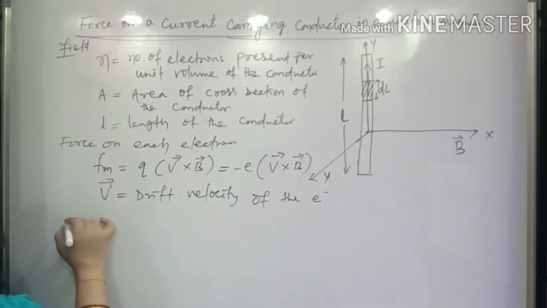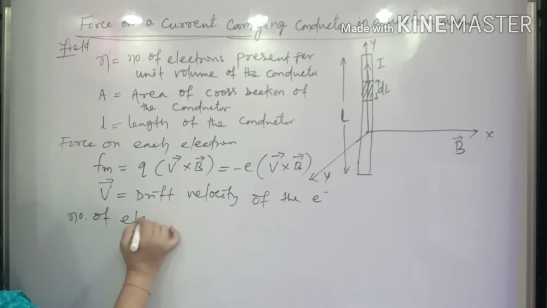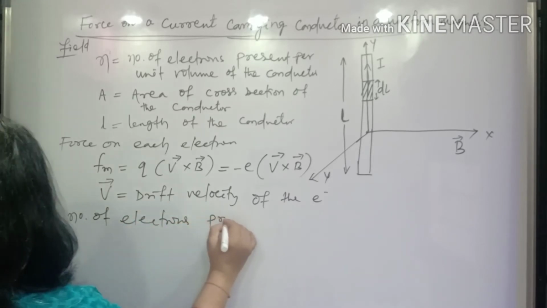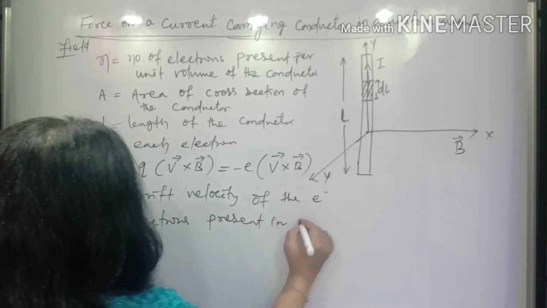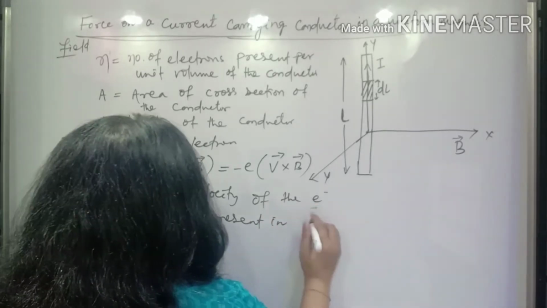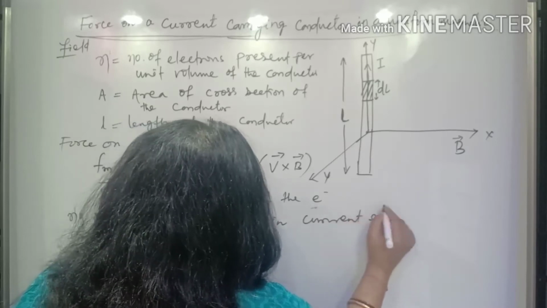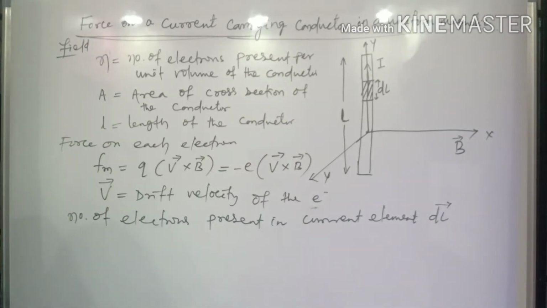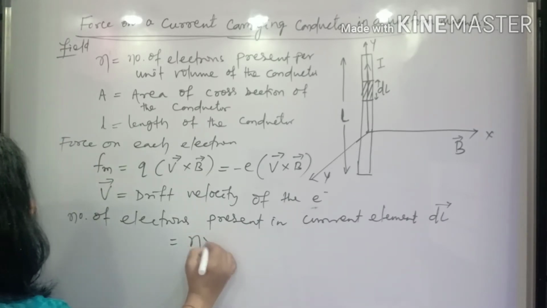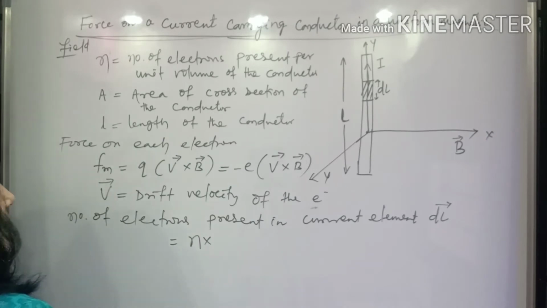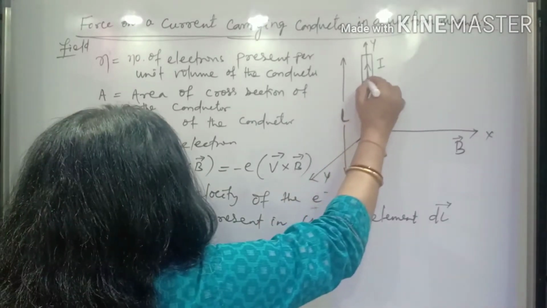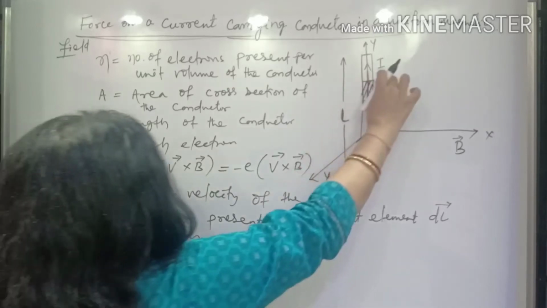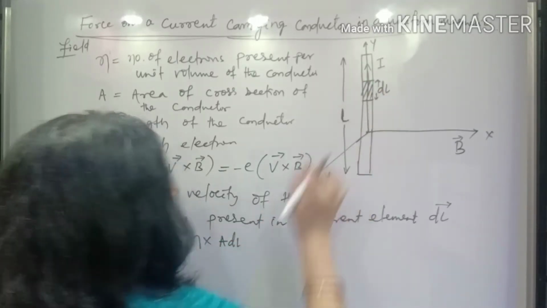So the number of electrons present in the elementary section, or current element dl, will be equal to what? We know the number density, the number of electrons present per unit volume, that is n, into the volume of that section. Because its area of cross section remains the same, A remains, and the length is dl. So A dl is the volume of that elementary section.